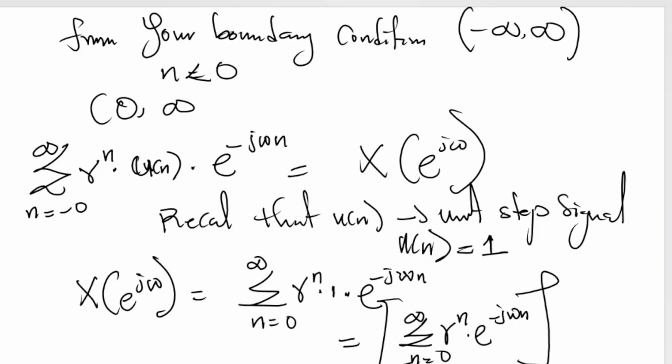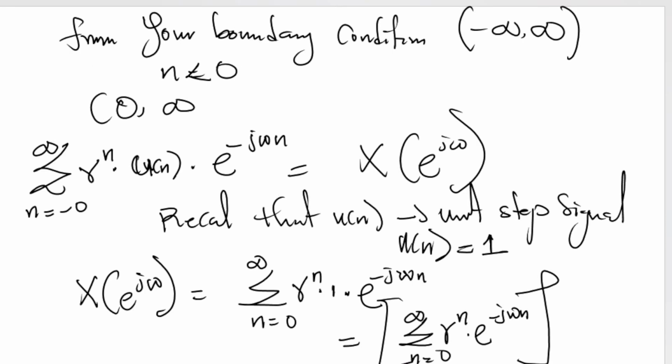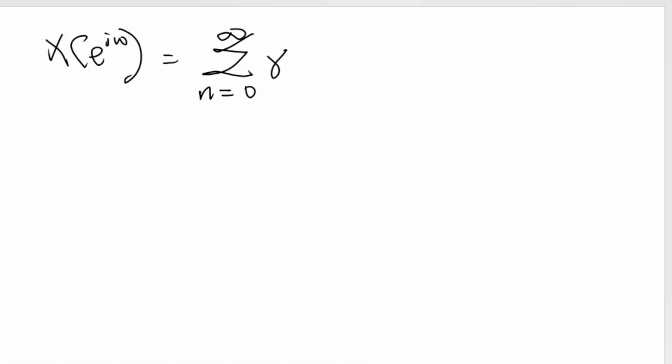So if you take one n outside, you simply have the new value for your frequency domain to be X exponential jw, and this will be equal to sigma from n equals 0 to infinity of r multiplied by exponential minus jw. Remember, we want to simplify this by taking n outside.